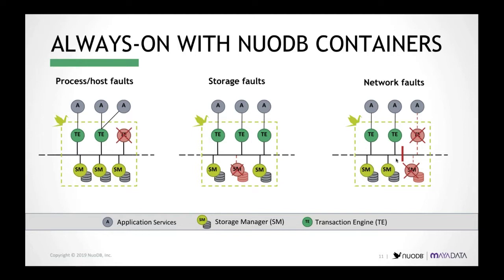Likewise, the third example is a network partition, where we see that part of the network is partitioned off. Yet again, that's still okay because the applications continue to run because we have transaction engines and storage managers running in other availability zones.